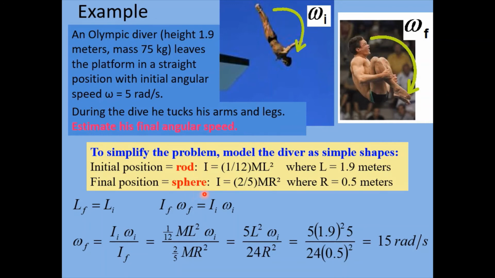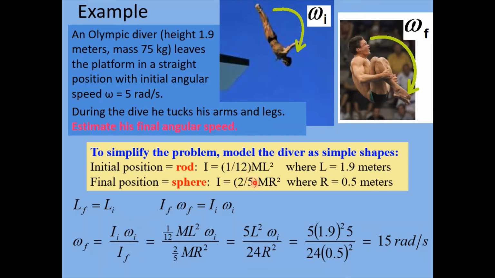So we'll use a solid sphere to model this over here, and remember, we're just trying to estimate the angular speed here. So this will give us a decent answer. For a solid sphere, again, referring back to the table, the rotational inertia is 2/5 m r squared, and r was given as 0.5 meters. So once again, conservation of angular momentum says that L final equals L initial. Remember, L is equal to I omega, so we have I final omega final equals I initial omega initial. And we're going to solve for omega final. That's what we want to get. So omega final is equal to I initial omega initial divided by I final.